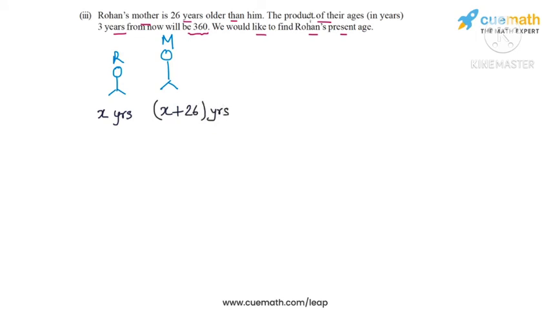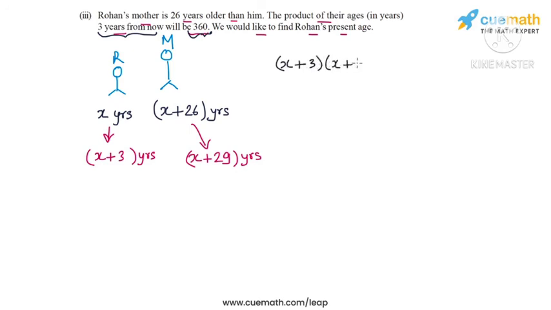And what we are told is the product of their ages 3 years from now. So this is important: the product of their ages 3 years from now. So 3 years from now, Rohan's age will be x plus 3 years, and Rohan's mom's age will be x plus 26 plus 3, or x plus 29 years. So these will be their ages 3 years from now. And now the product of these ages will be 360. So we have x plus 3 times x plus 29 equal to 360.